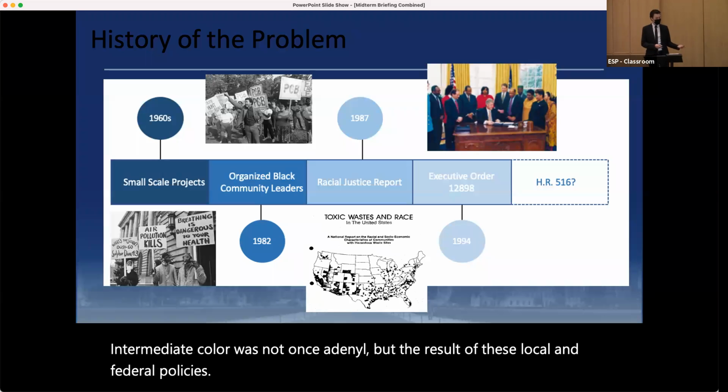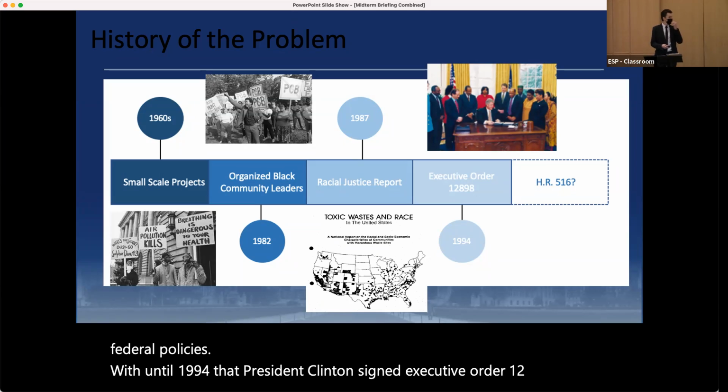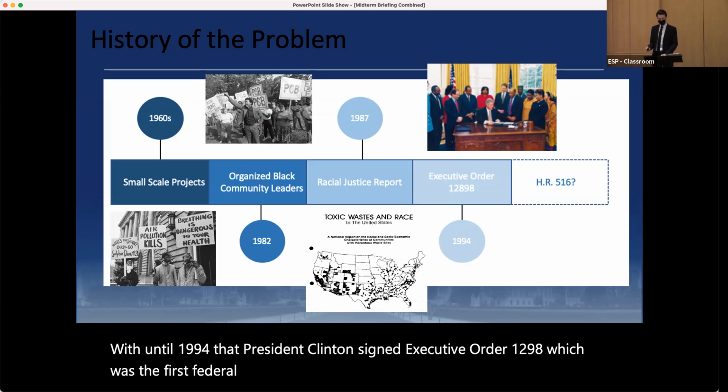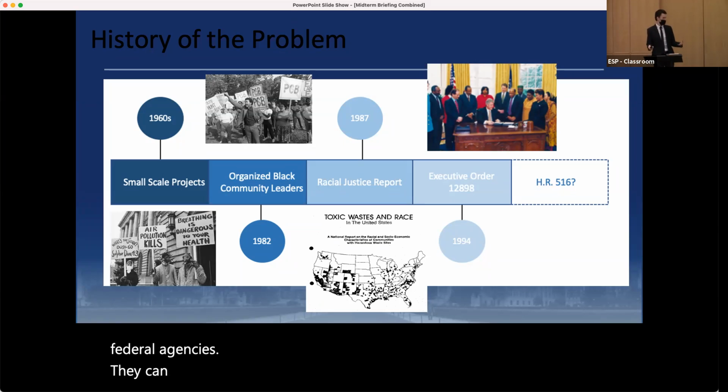It wasn't until 1994 that President Clinton signed Executive Order 12898, which was the first federal action towards environmental justice that required federal agencies to make environmental justice part of their mission.